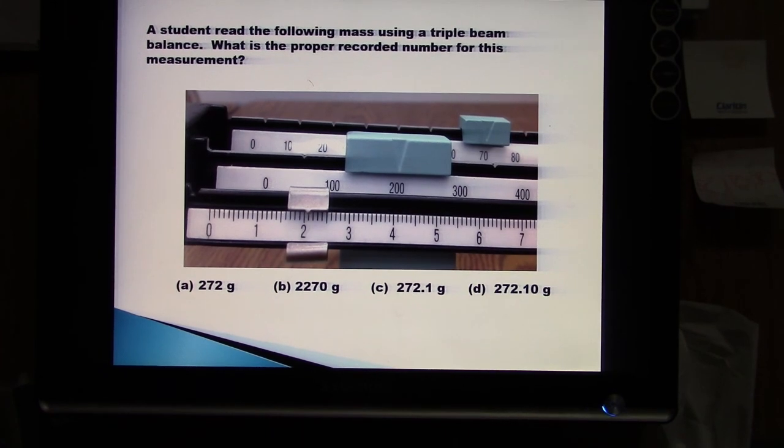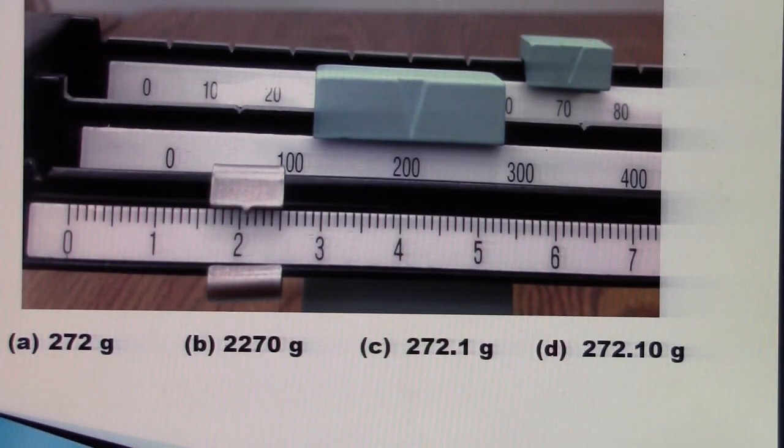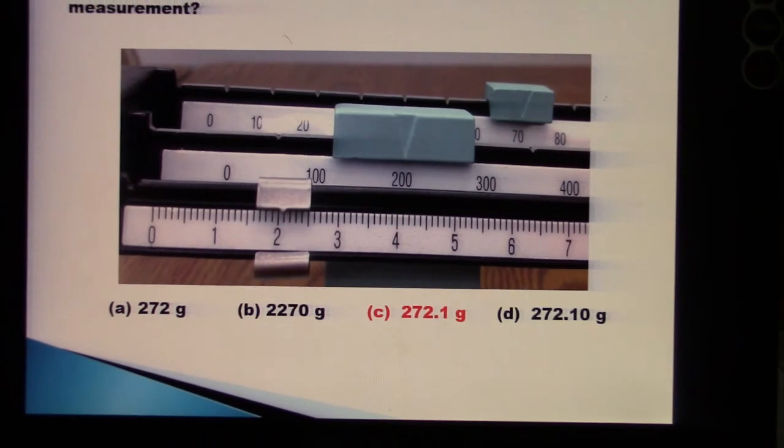Okay, so I'm going to zoom in a little bit on that one. So what do you think? How would you record the data for that one? We know for sure it's 200, you know for sure it's 70, and you know for sure it's 2. So the answer is C, 272.1. The 1 is the estimated digit.